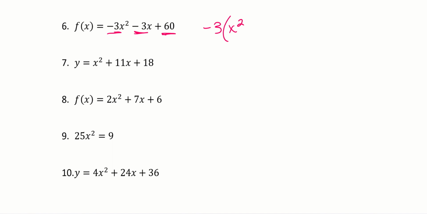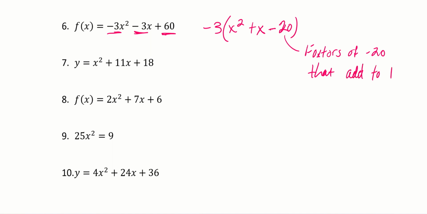squared plus x minus 20. There we go. Okay. Am I done? Well, no. Now I have a trinomial where the number in front of x squared is 1. So all I need to do here is find factors of negative 20 that add to 1.